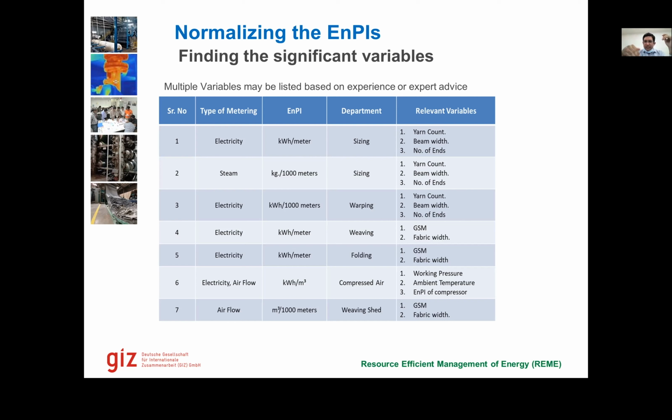In compressed air, for example, working pressure, ambient temperature, and energy performance indicator of the compressors are the variables that we need to see. Also, we need to see the relative humidity, which is not mentioned here in the example. How much humidity is going on there? So, how much air do we need to dry? So that also varies. So these are the parameters that we need to know.